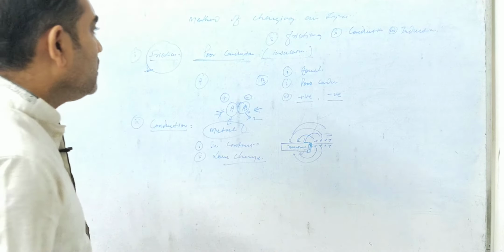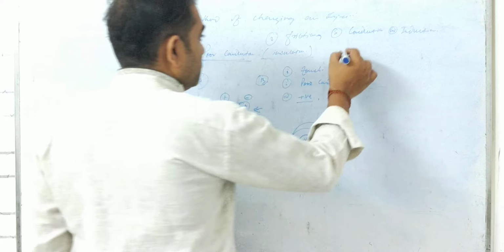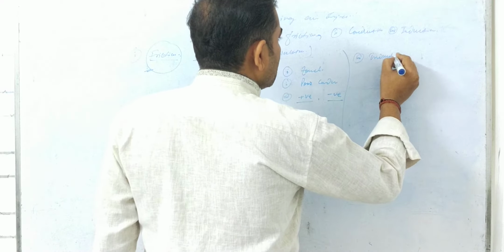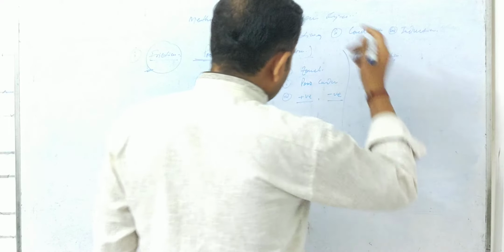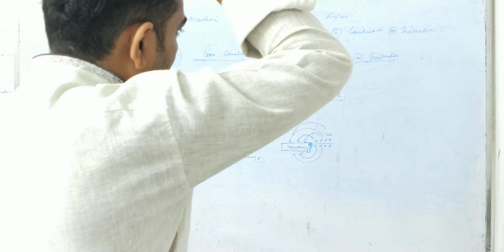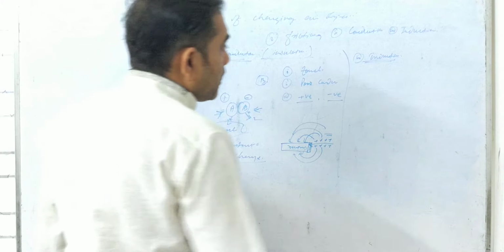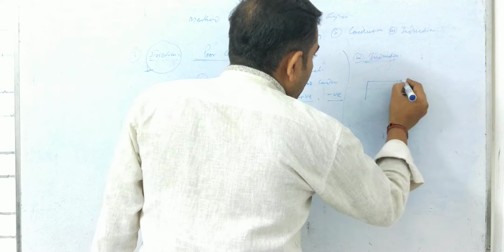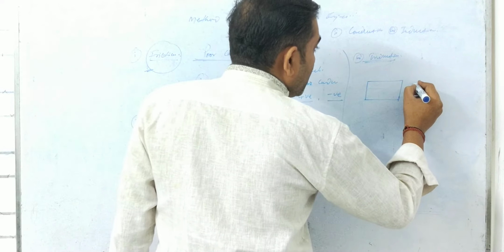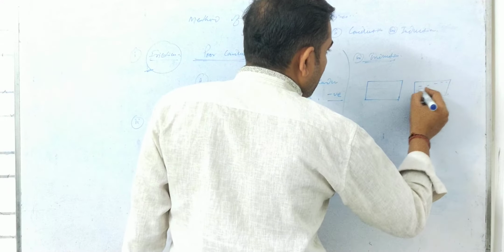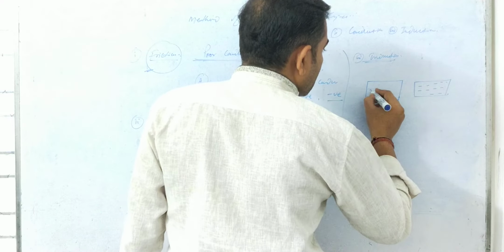Now the next method, that is induction. Third one, the induction method. Induction is something different. Now we take a neutral object and we take a charged object. Here is a charged object, and this one is the neutral object.